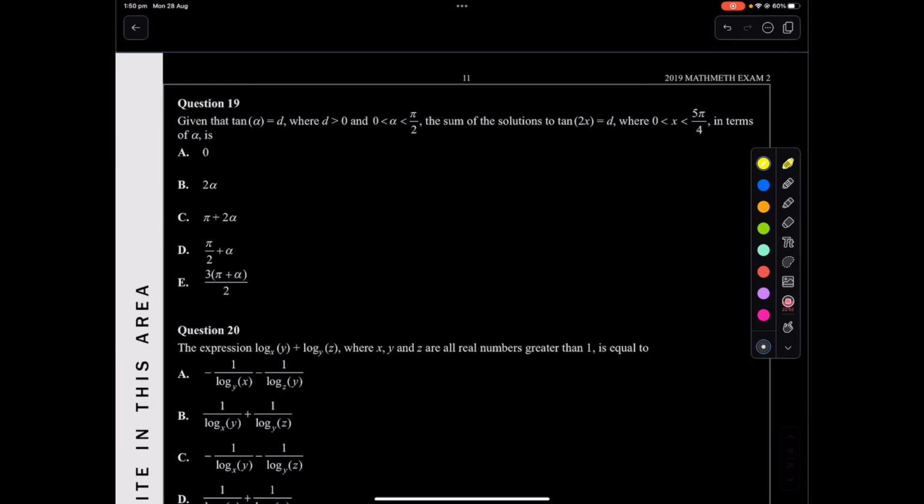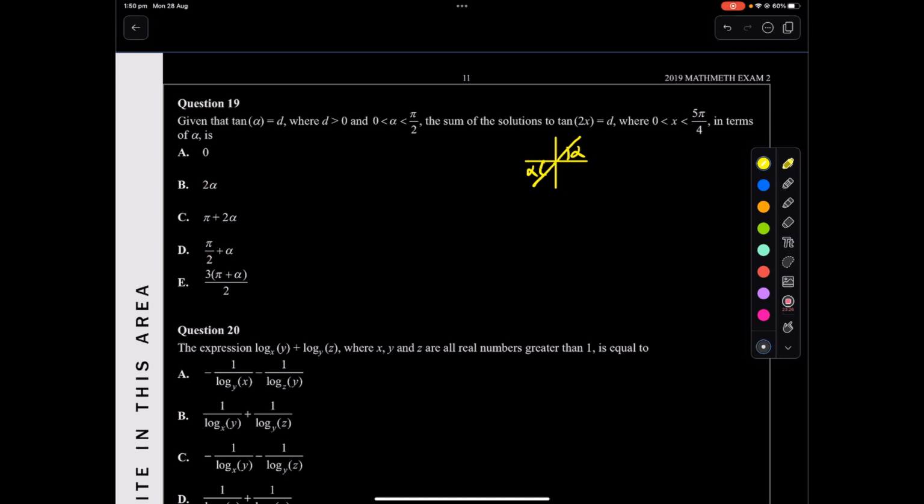Question 19. Given that tan of alpha equals d, where d is greater than 0 and alpha is between 0 to pi over 2, so in the first quadrant, find the solutions of this, where x is between this, in terms of alpha. Okay, so d is positive, as it says here. So when is tan positive? Well, tan's positive in this quadrant and this quadrant. And our angle, we know it is of tan alpha. So this angle over here is alpha.